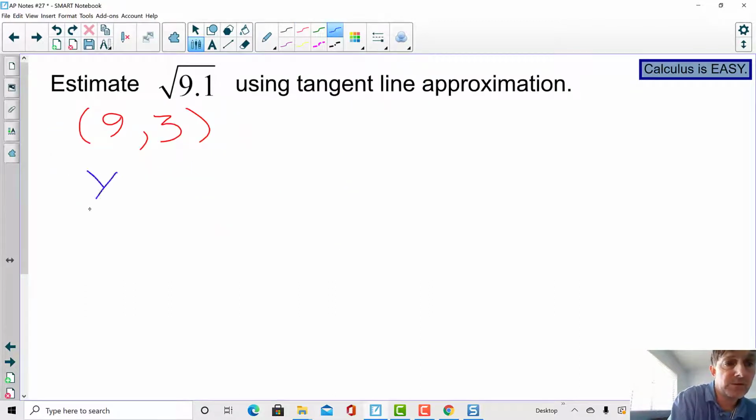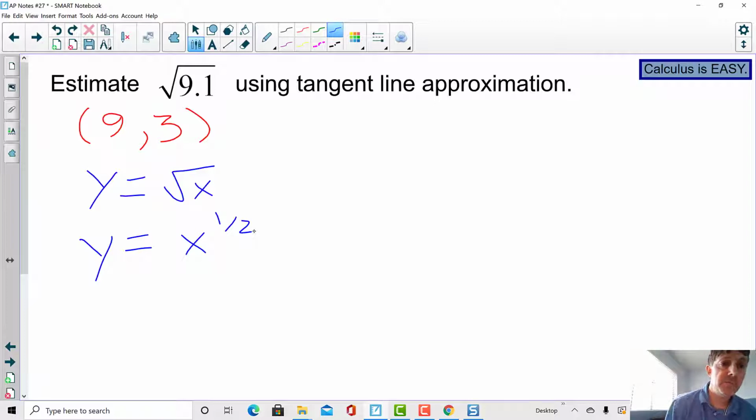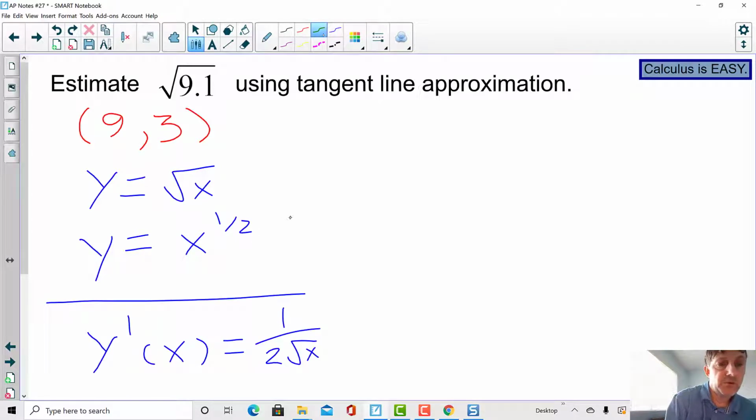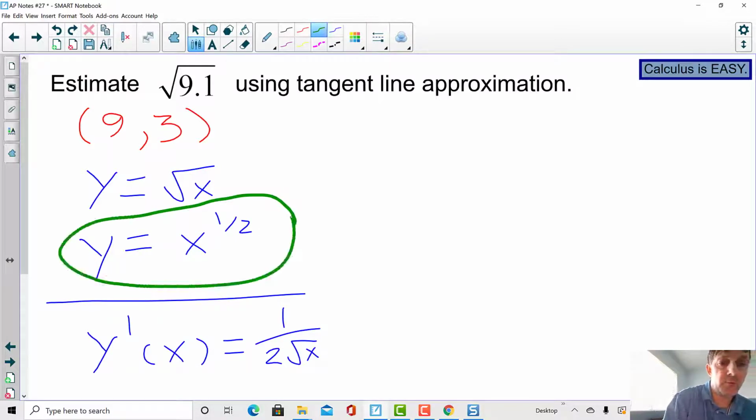Now remember, our function is the square root of x. To do the derivative, we could rewrite it as a power of 1/2. Or you can just remember that the derivative of the square root of x is going to be 1 over 2 root x. Again, you could do the derivative by doing the power rule if you wanted, where the 1/2 comes down and the new power would be 1 less. So the new power would be negative 1/2.